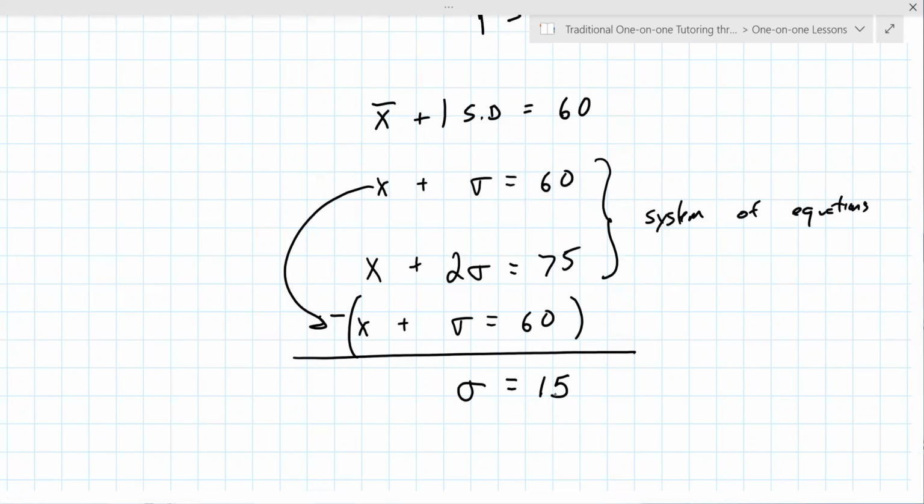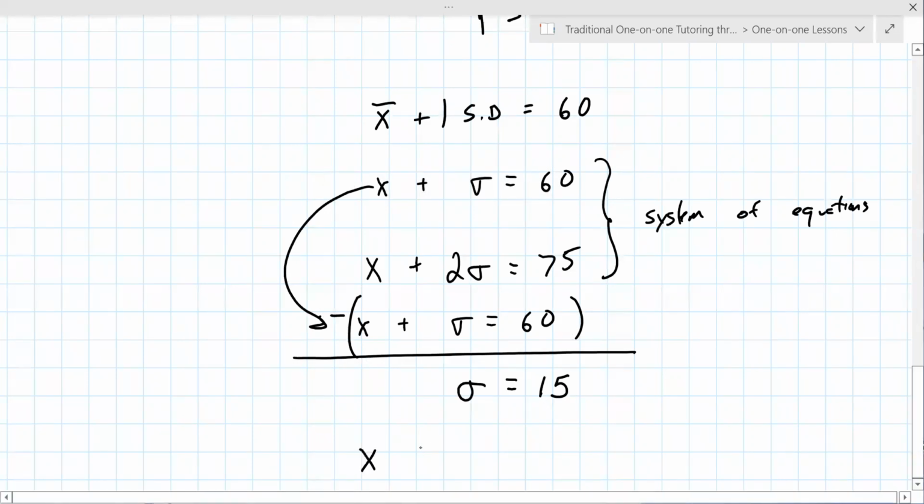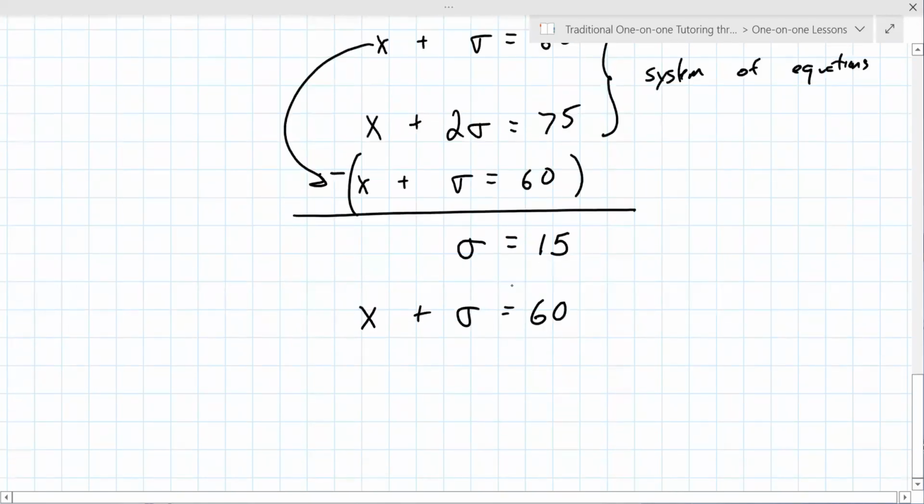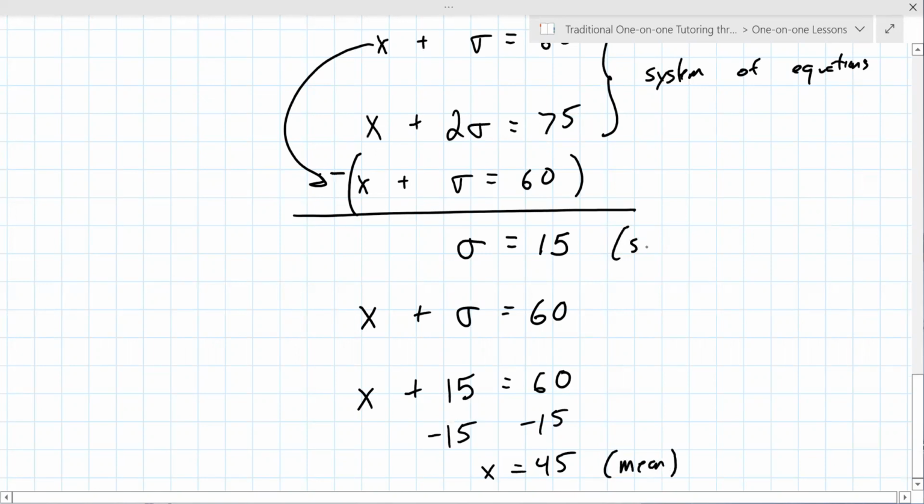Now, you can choose either equation, but let's use that first one. x plus sigma equals 60. Sigma is 15, so x plus 15 equals 60. Subtract 15 from both sides, so x is 45. That's your mean, and that's your standard deviation.